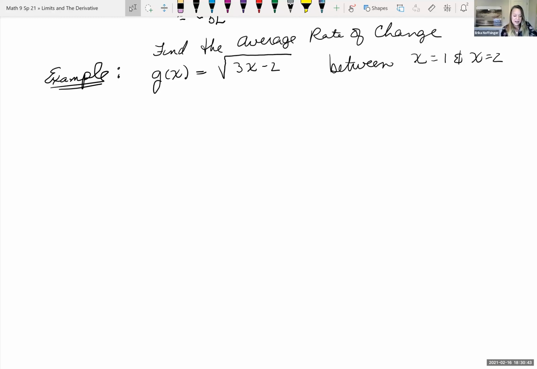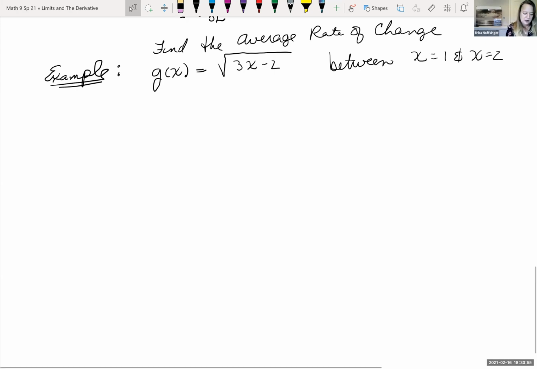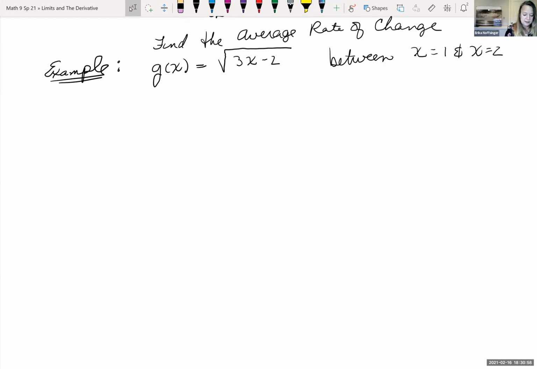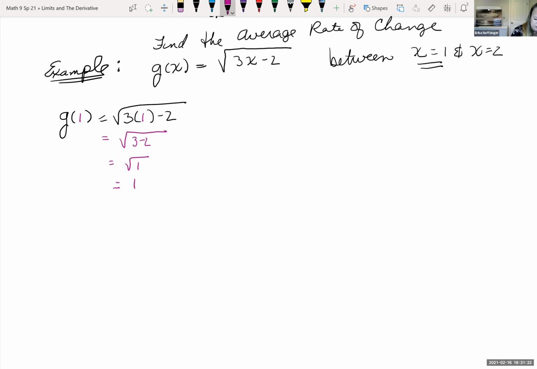Now we're looking at an example: find the average rate of change of g of x equals the square root of the quantity 3x minus 2, under that radical, between x equals 1 and x equals 2. Again, we want to find the points. What is the point when x is 1 on g of x? So let's look at g of 1. Plug in 1 wherever you see an x. So this is equal to the square root of 3 times 1 minus 2, which is the square root of 1, which is 1. So we have a point at 1, 1.